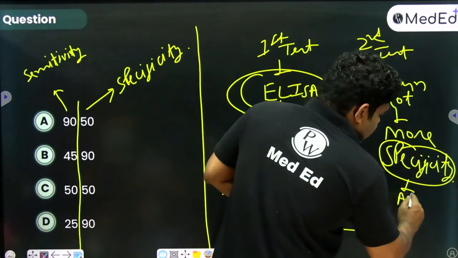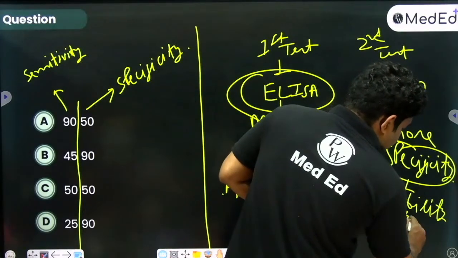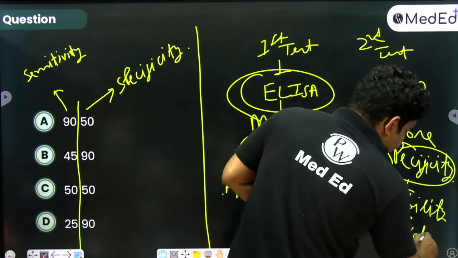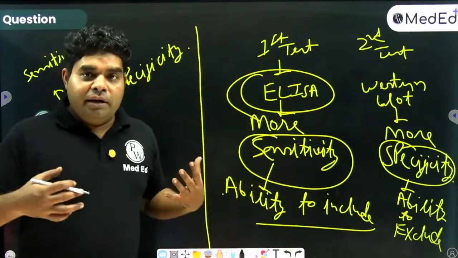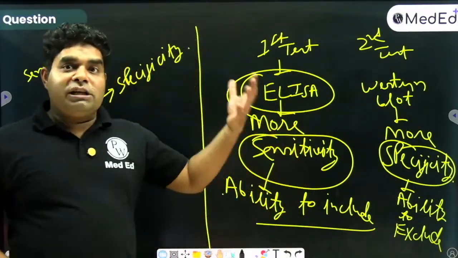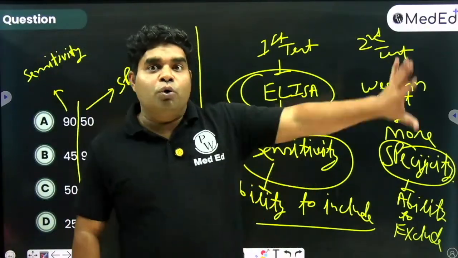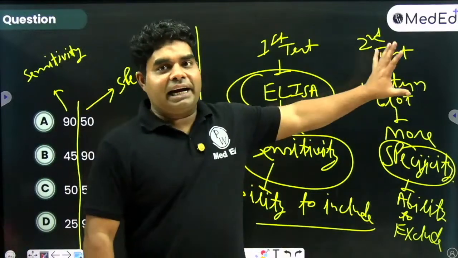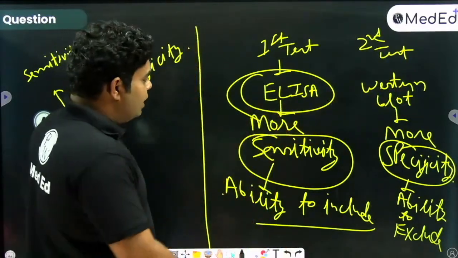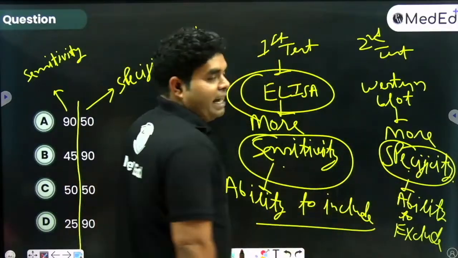And why do we do ELISA first and Western blot second? Because ELISA will include many people, and if we include many people, some are false positive which will be included, गलती से आ जाएंगे. So the second test will remove those who wrongly included, who are false positive. They will be removed by the second test. So always we want sensitivity high in first and specificity high in second.